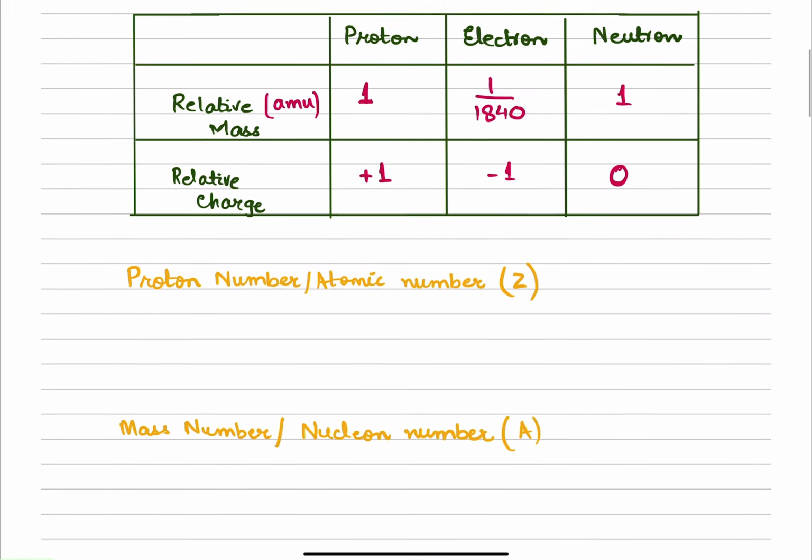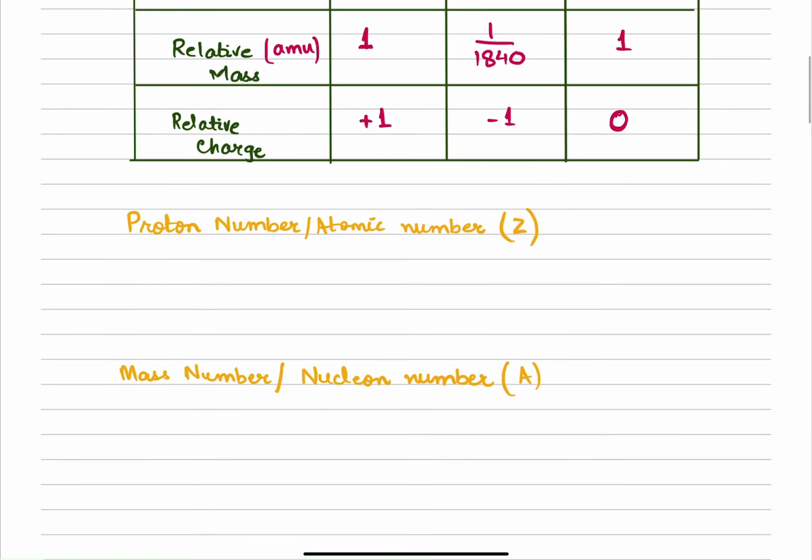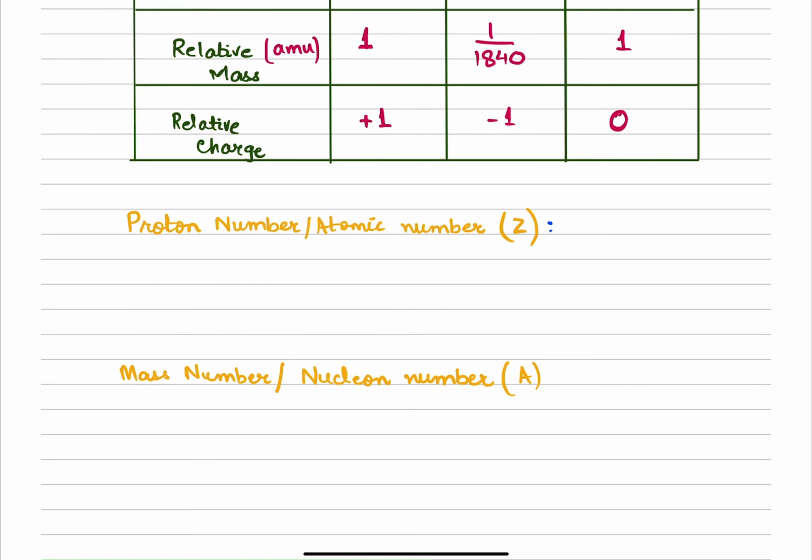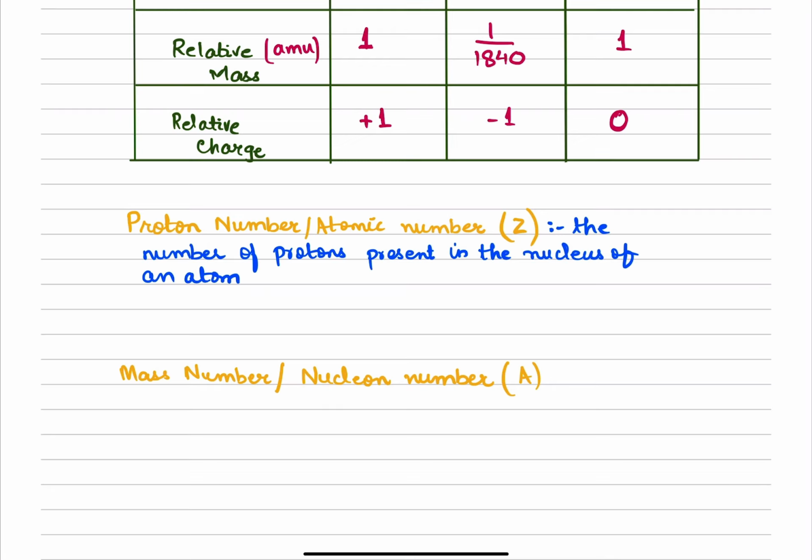Let's define what is a proton number or atomic number. A proton number or atomic number is defined as the number of protons present in the nucleus of an atom. This proton number is also called atomic number and it is denoted by the capital letter Z.